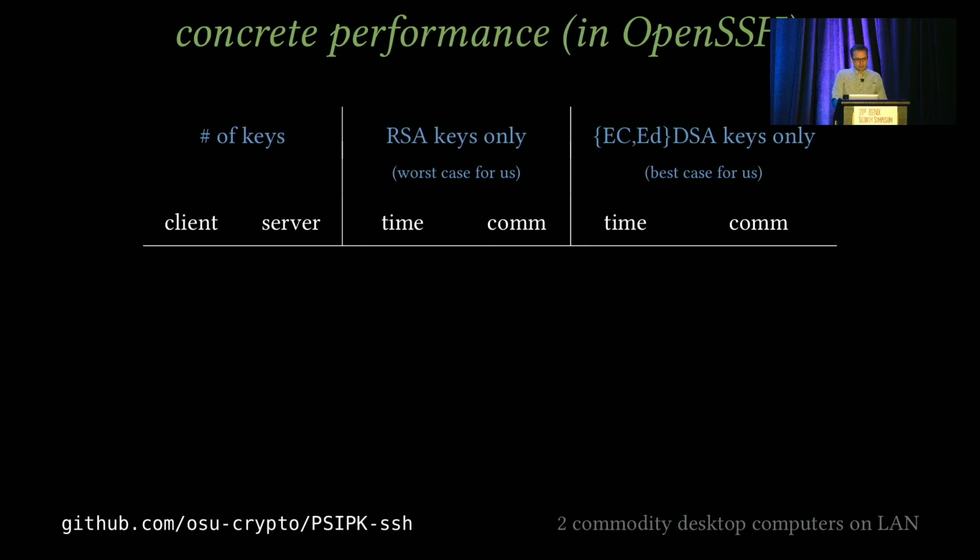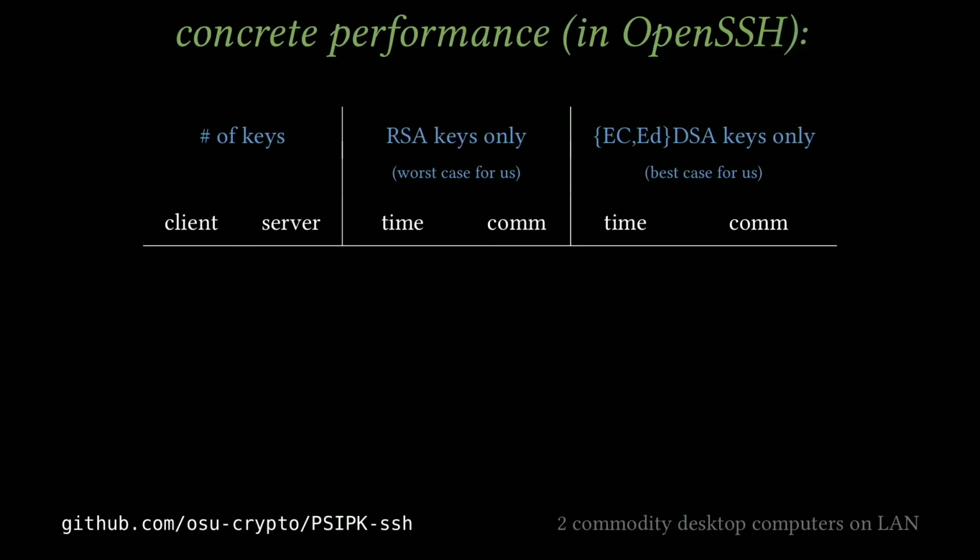So we implemented this new protocol in OpenSSH. You can see our source code at this URL that I've listed here. Like I said, our protocol supports a mixture of different flavors of keys in a single interaction. But RSA keys are much, much slower than elliptic curve signing keys, as you may know.